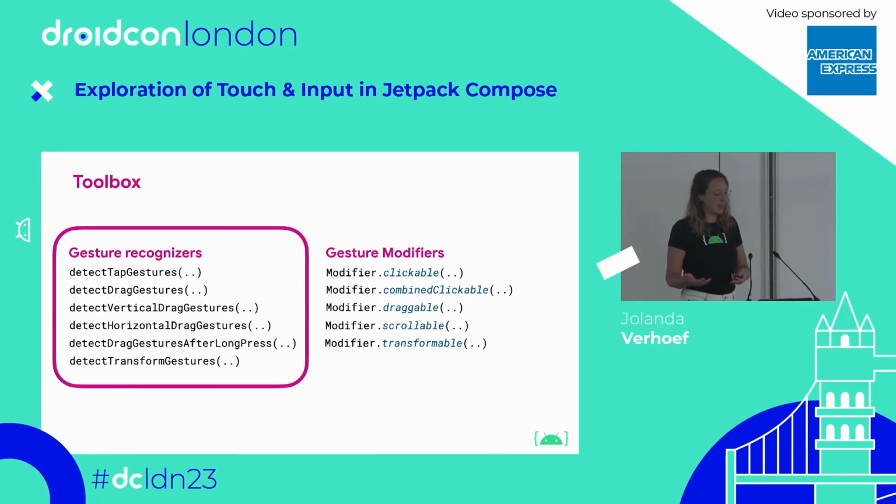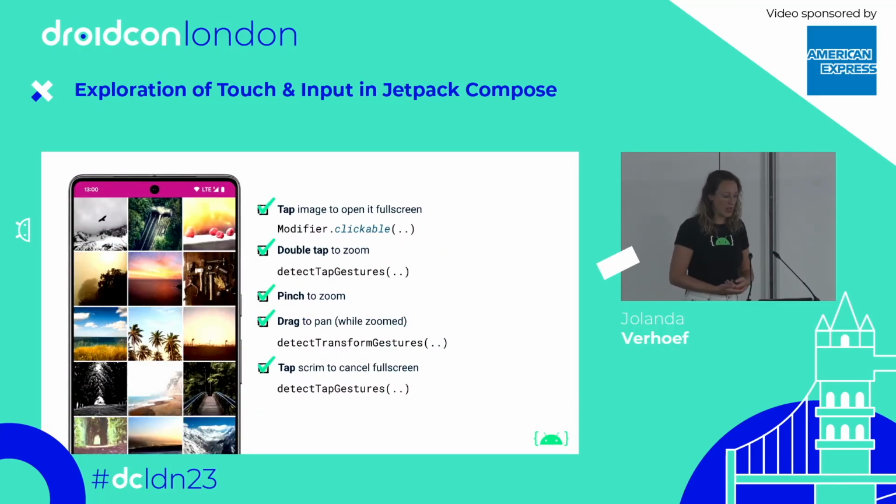And any gesture recognizers that you applied to your composables won't work out of the box. So you'll have to configure your composable to explain to TalkBack what it is you're trying to accomplish with your gesture recognizer. And in our requirements, that means that the clickable that we had actually handles accessibility for us because it's a top-level modifier. However, the double tap to zoom, the pinch and drag to zoom and pan, and the tap to cancel full screen won't work out of the box.